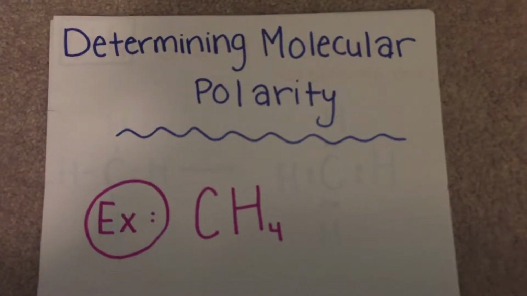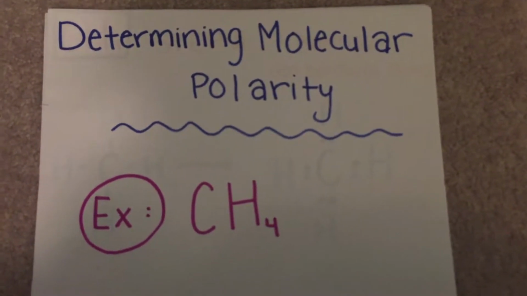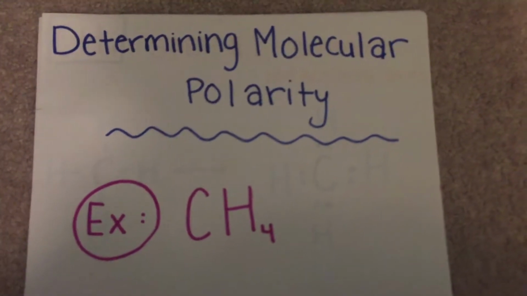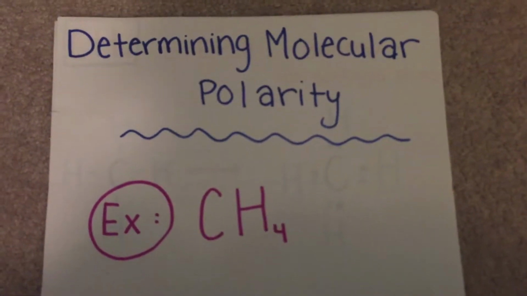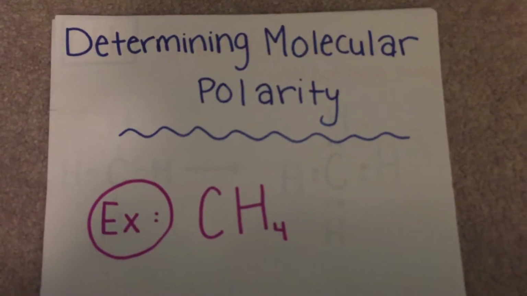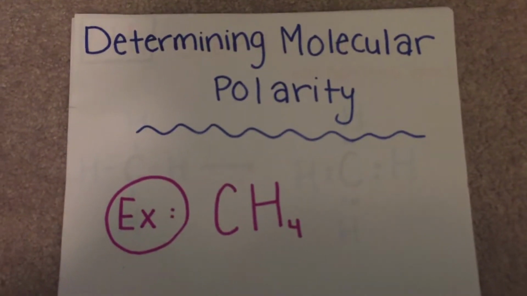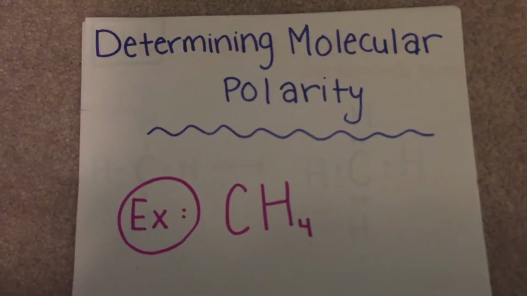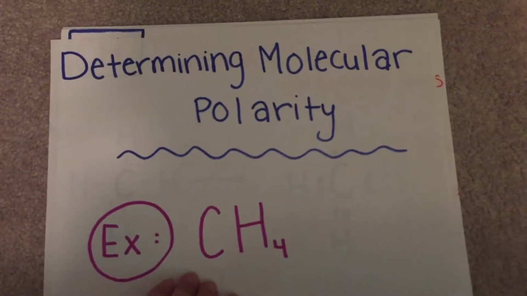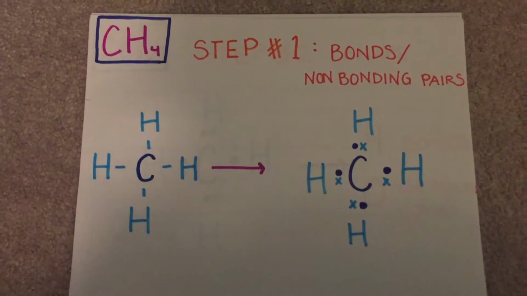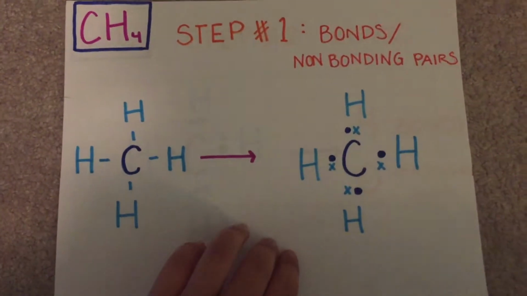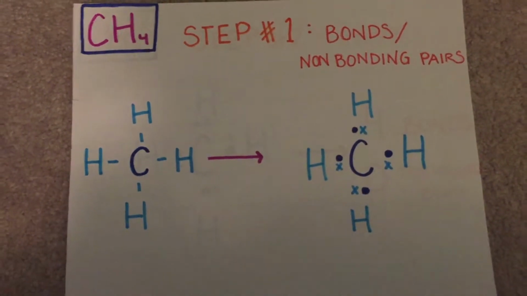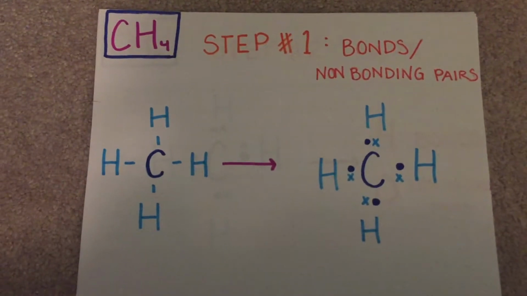Determining molecular polarity. To determine molecular polarity, there are a lot of steps involved, and to illustrate these steps, we're going to use an example compound of CH4. The first step has to do with the bonds and non-bonding pairs and drawing the Lewis dot structure for the atom.